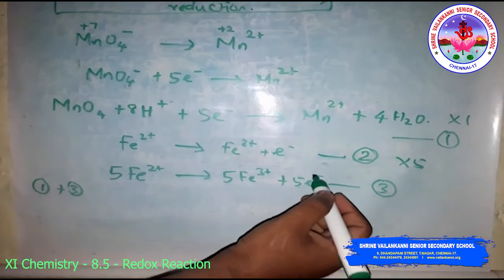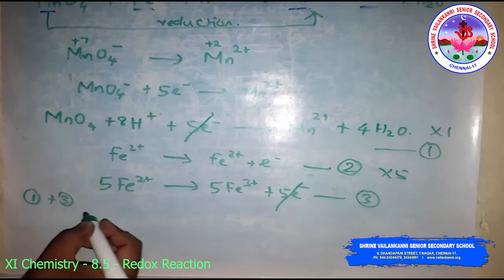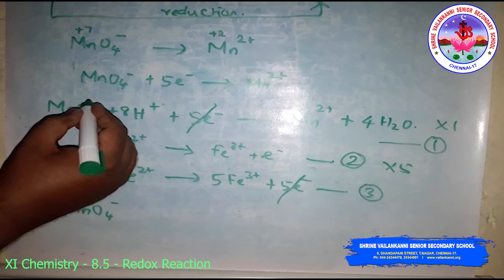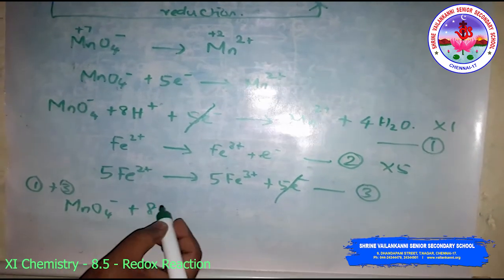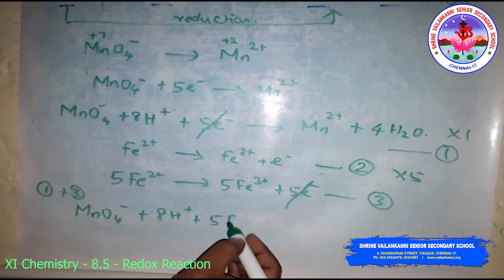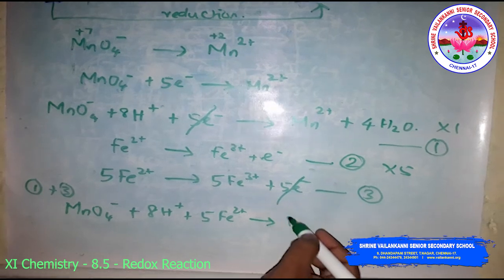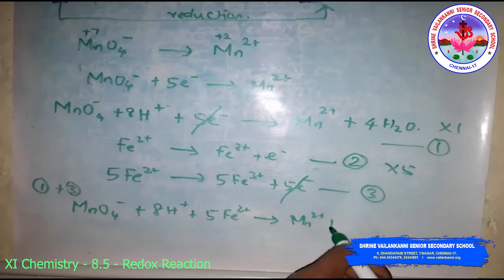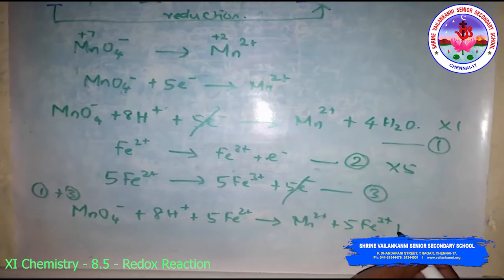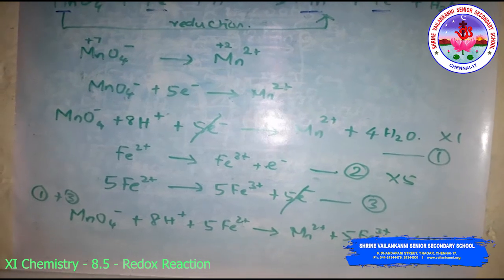See, 5 electrons and 5 electrons cancel. Then the remaining you have to write: MnO4 minus plus 8 H plus plus 5 Fe2 plus gives Mn2 plus plus 5 Fe3 plus plus 4 H2O. Now the equation is balanced.